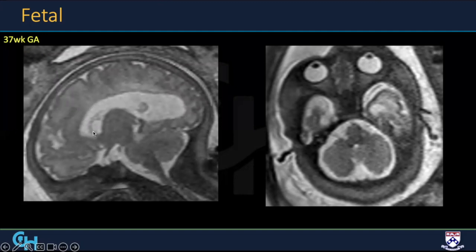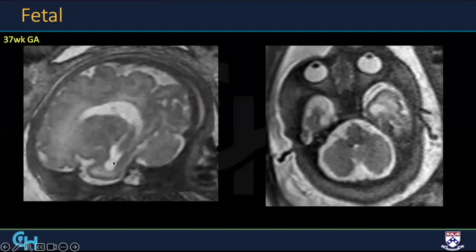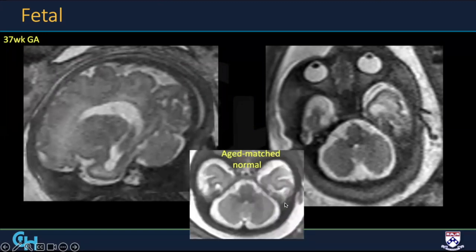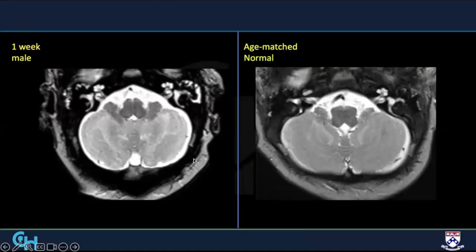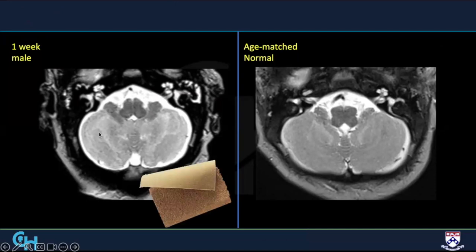Looking in the parasagittal plane, we're seeing a caudothalamic groove germinolytic cyst, and cystic change in front of the temporal horn of the lateral ventricle. Together, this is very classic for a TORCH infection, CMV. And looking back at the cerebellum, when you compare it to an age-matched normal, it looks a bit misshapen. And actually, postnatally compared to age-matched normal, we do see irregularity of the fissures and folia here.